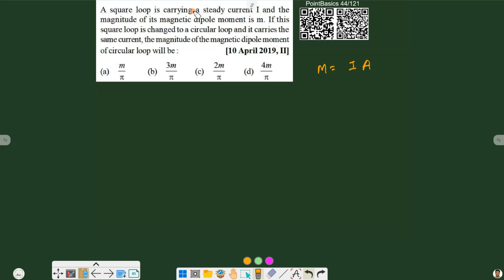Now initially we have a square loop. So its magnetic moment is given as small m equal to current times its area. Suppose the side of the square is equal to a. So the area will be a square. Now we deform, or transform, this square into a circular loop. So what will happen? This was our square and we deformed it into a circle.